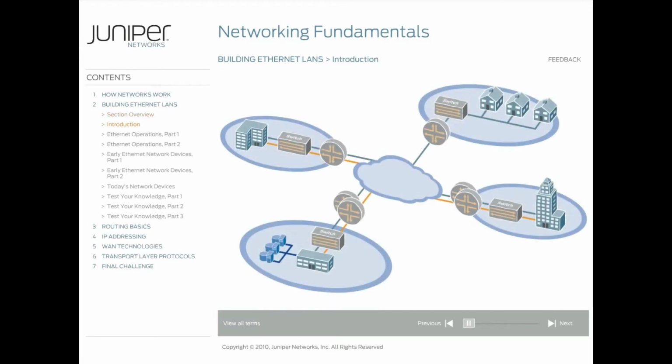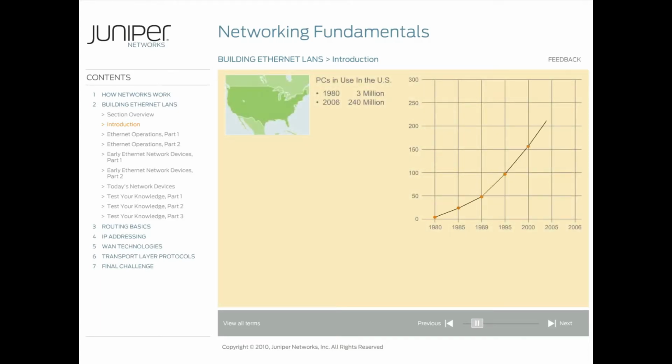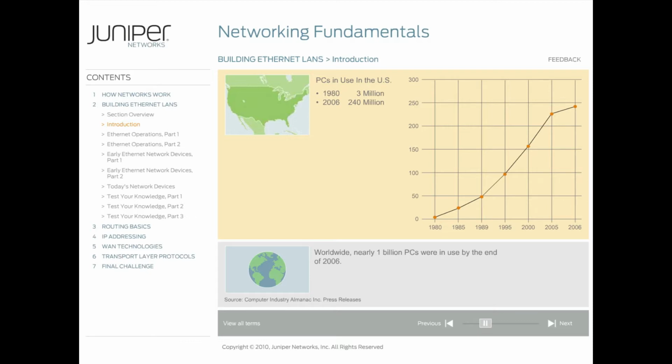Today's complex networks are built using many different network devices. The names of these devices might be familiar to you and include routers, switches, and more. But to understand what these devices do and how they work, we first need to take a look back in time. Networks have grown at a pace not anticipated even a few years ago. Worldwide, nearly 1 billion PCs were in use by the end of 2006. New network devices have been developed along the way to address specific problems resulting from this growth. To understand the different network devices used in today's networks, it's helpful to understand the predecessors to those devices.